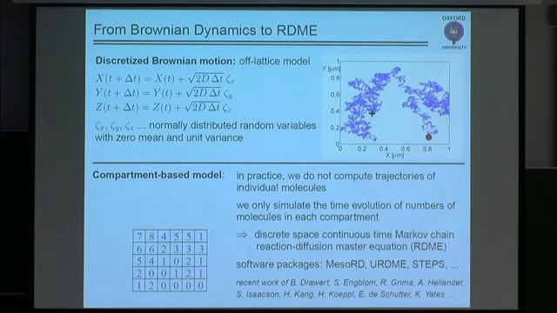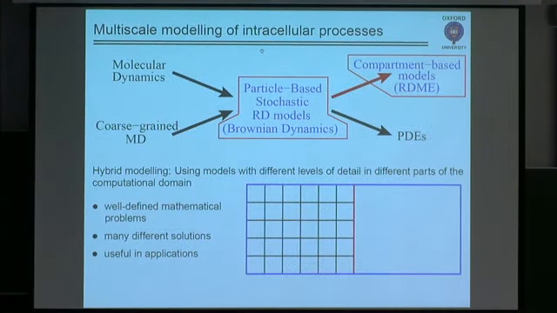So having introduced these approaches, I would like now to discuss hybrid modeling. It's a nice area to work in for a mathematician because we can find well-defined mathematical problems here. It's well-defined in the sense that, assume this is my domain, and here I just use Brownian dynamics in this part of the domain and a compartment-based model here.